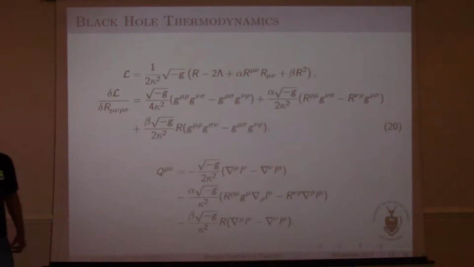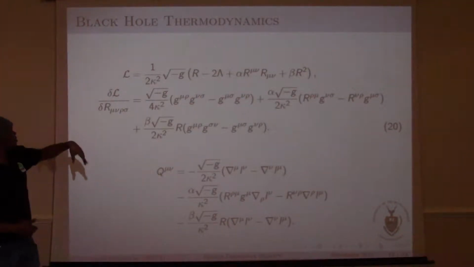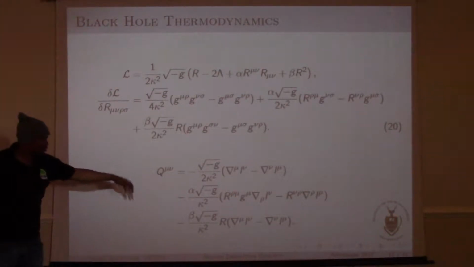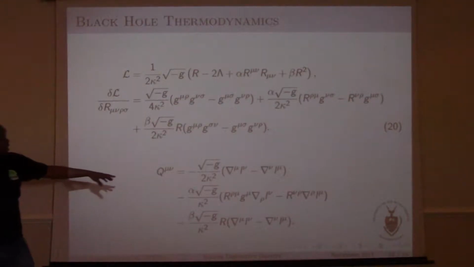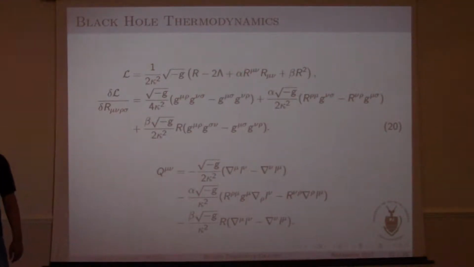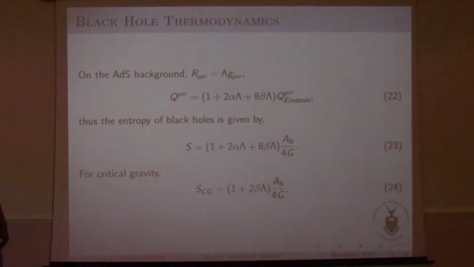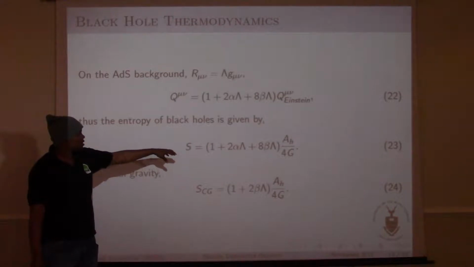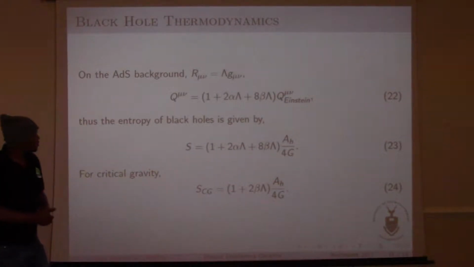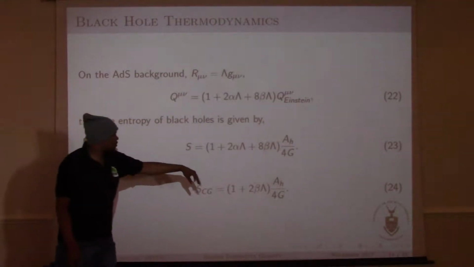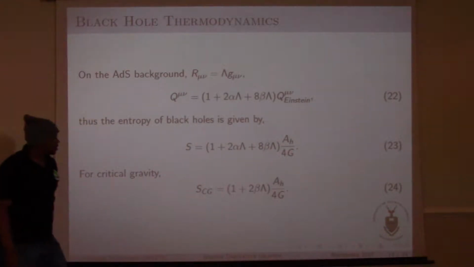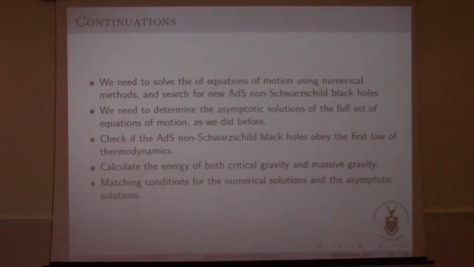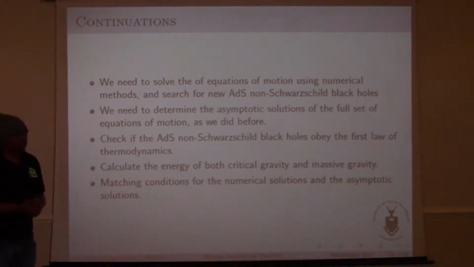And then when you do that calculation, this is what you get, and this is just your tensor, and your L here would be the normal at the horizon. So on the AdS background, this is Q, and this is the entropy of your black holes. And then for critical gravity, you just have to substitute alpha, and this is what you get.